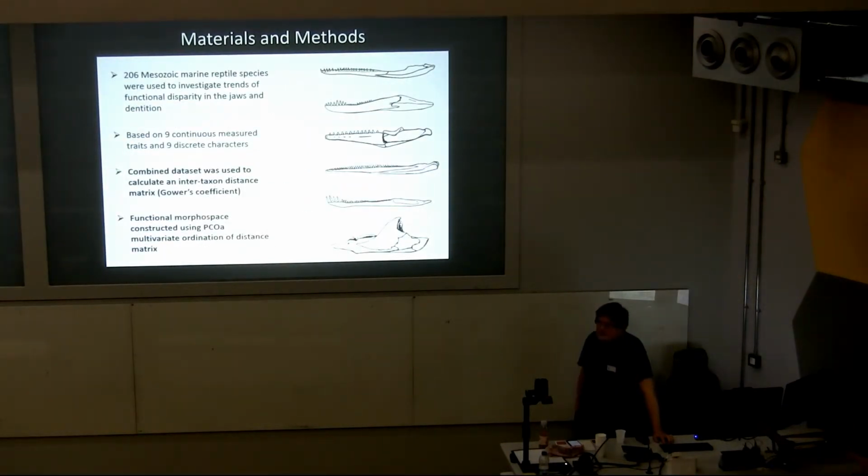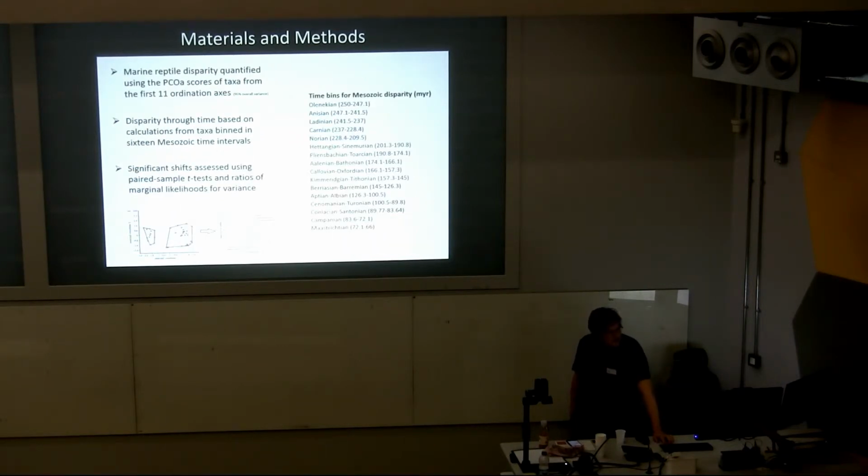Once I had that data set, I transformed it into a pairwise distances matrix, which basically tells you the differences between all the different marine reptile species. And then I used that to construct some morphospaces. I then went from morphospaces to calculating temporal disparity trends. So you basically summarize the disparity found in different time intervals based on those morphospace coordinates. And these are the 16 Mesozoic time intervals that I used, spanning the entire Mesozoic.